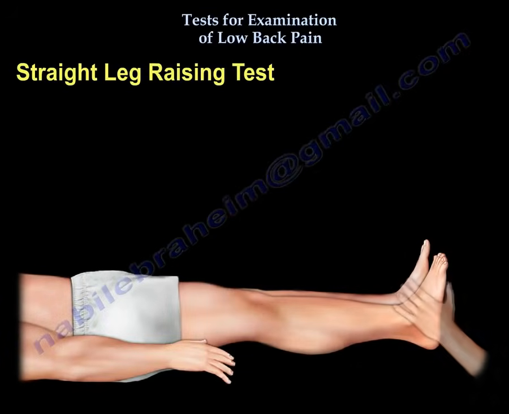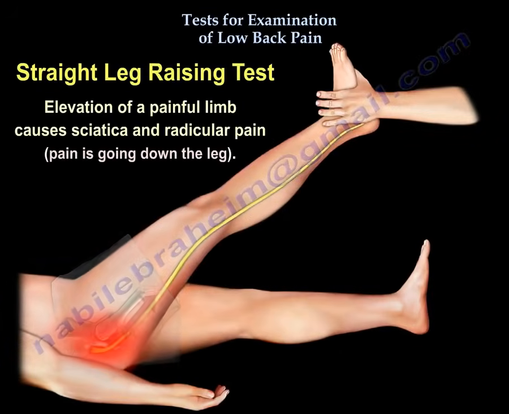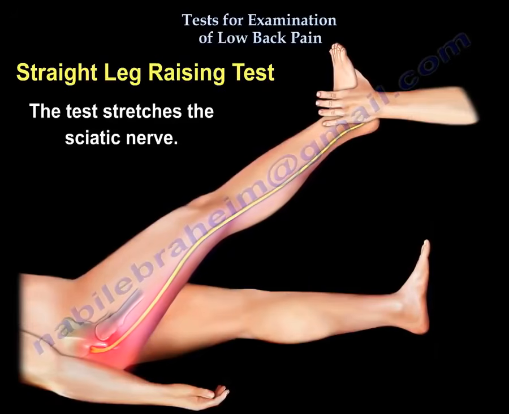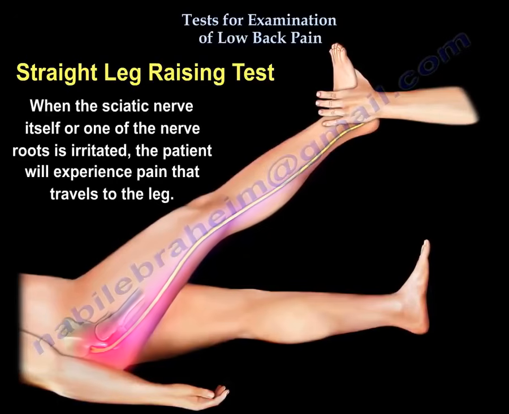A straight leg raising test. Elevation of a painful limb causes sciatica and radicular pain, which means the pain is going down the leg. The test is positive when the pain occurs with less than 60 degrees of hip flexion. When you do that test, you stretch the sciatic nerve, and when the sciatic nerve itself or one of its roots is irritated, the patient will experience pain that will go to the patient's leg.